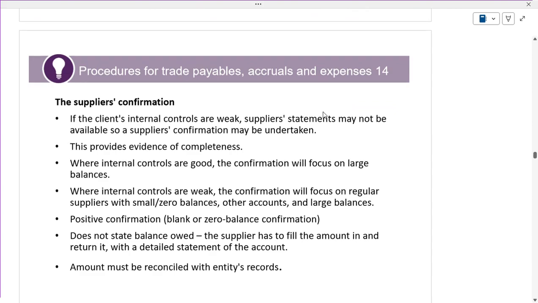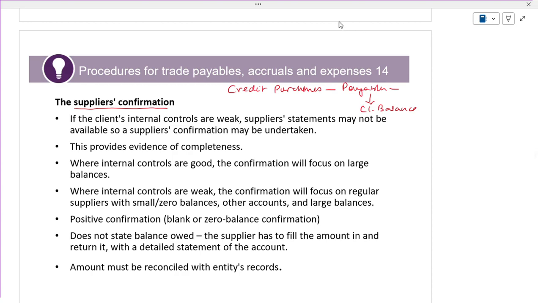Now, when you are talking about the purchases, it talks about supplier's confirmation. See the thing, how it will work. You will have the credit purchases, and you will have the payables. These payables will have the closing balance.